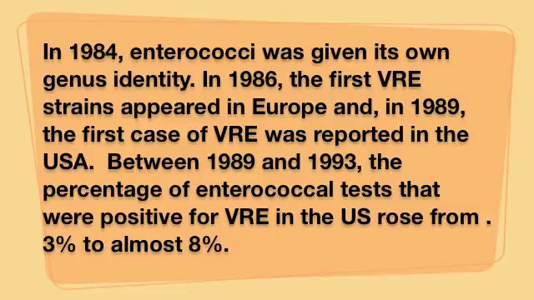In 1984, enterococci was given its own genus identity. In 1986, the first VRE strains appeared in Europe, and in 1989, the first case of VRE was reported in the USA. Between 1989 and 1993, the percentage of enterococcal tests that were positive for VRE in the USA rose from 0.3% to almost 8%.